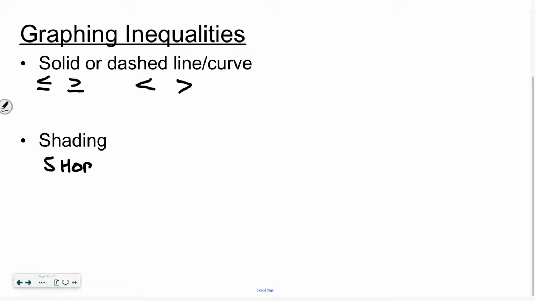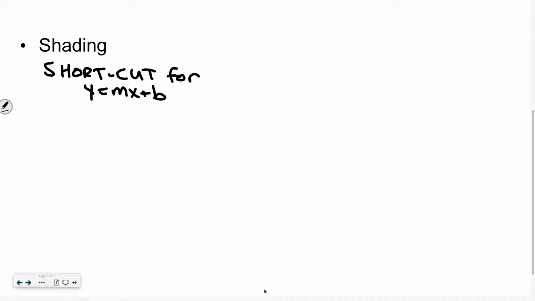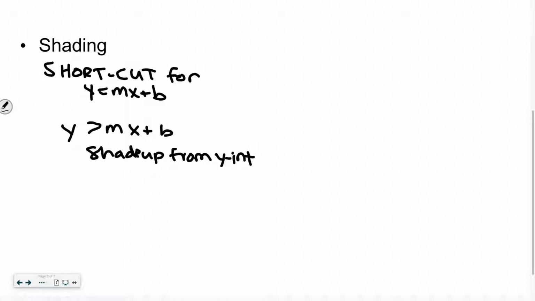So I will write down here the shortcut for y equals mx plus b. That's the one Sierra gave us in the warm-up. That shortcut is just that if you have y greater than mx plus b, you would shade up from the y-intercept. If you have y less than mx plus b, you're going to shade down from the y-intercept.